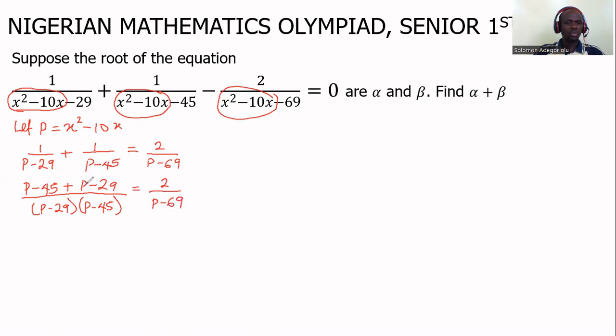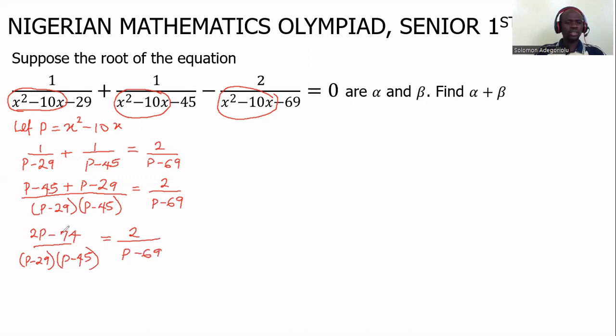From here, P plus P will give us 2P. This is 2P minus 45 and minus 29. 45 plus 29 is 74. So over here is going to be P minus 29 into bracket P minus 45, close the bracket, then is equal to 2 over P minus 69.